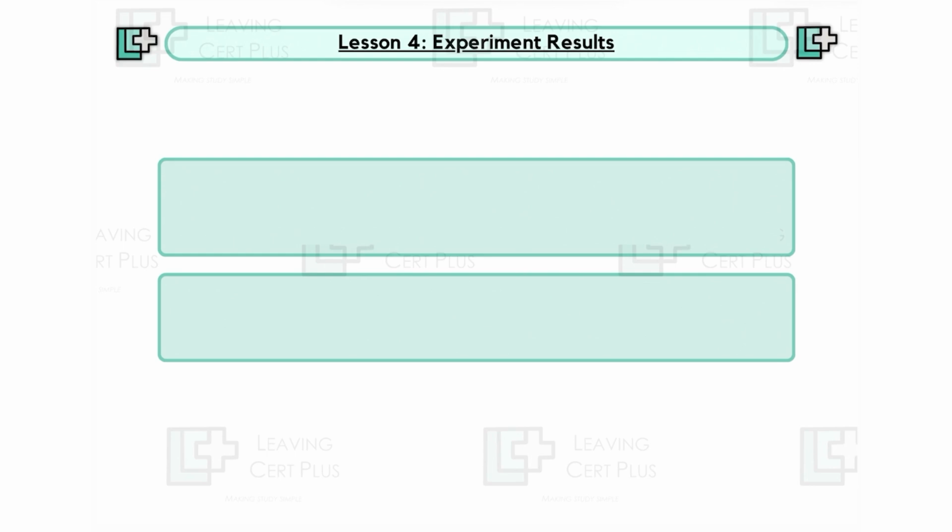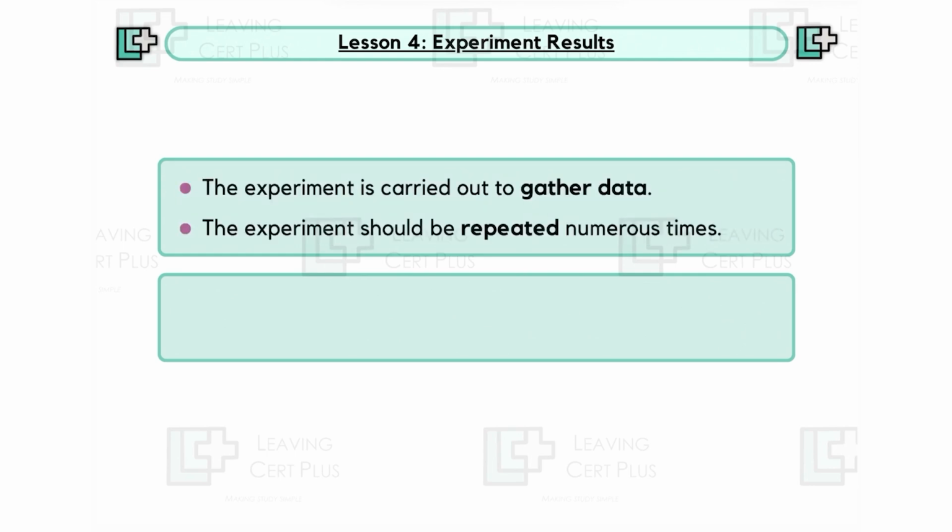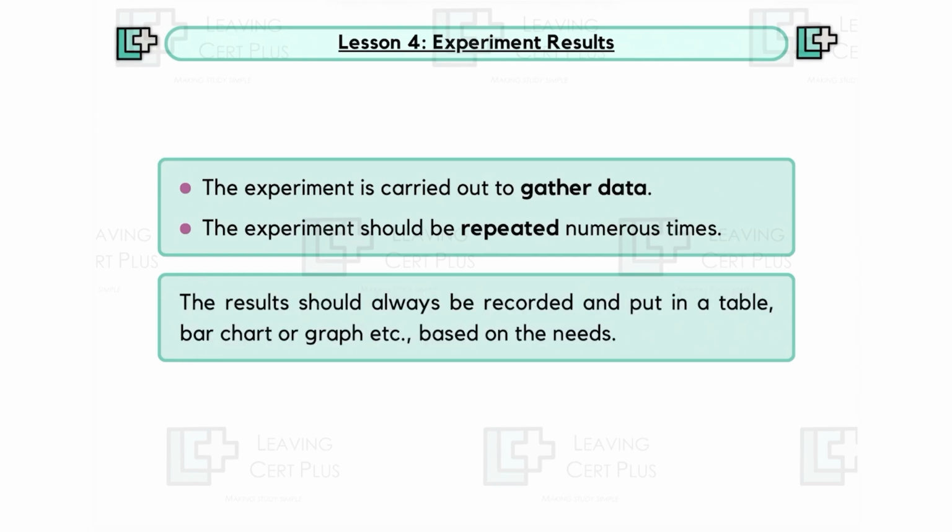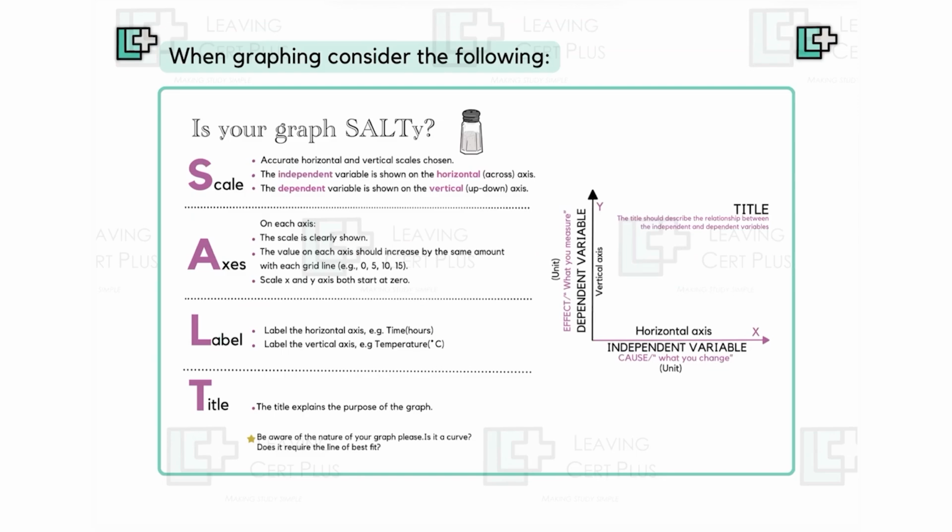So the experiment, what's the point of it? It is carried out to gather data and it should be repeated numerous times. Why? Because it's going to make it more accurate. And the results should always be recorded and put in a table, a bar chart or a graph, etc. based on your needs. In terms of graphing, it's a really important skill.